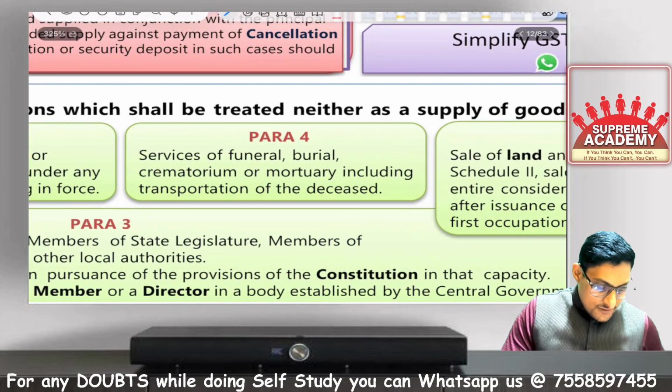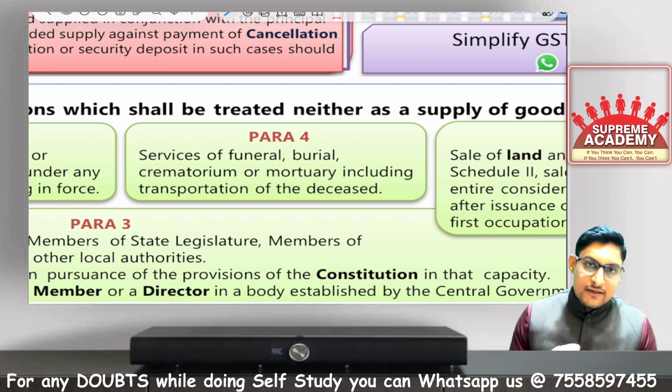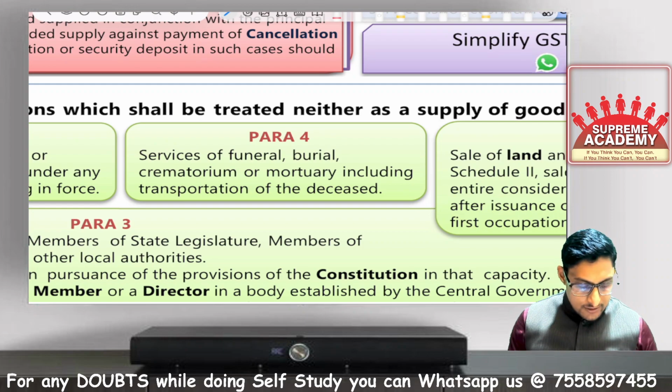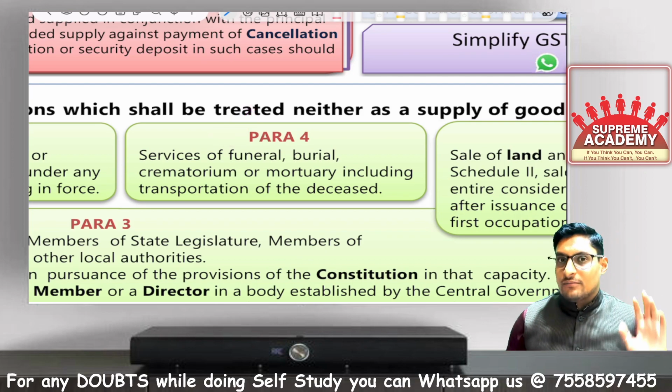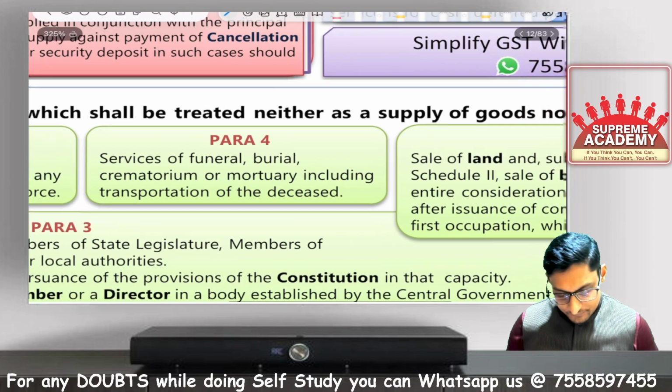Now para 4, these are all death related services. Services of funeral, burial, crematorium, mortuary or transportation of the deceased. All the services are excluded from the definition of supply.